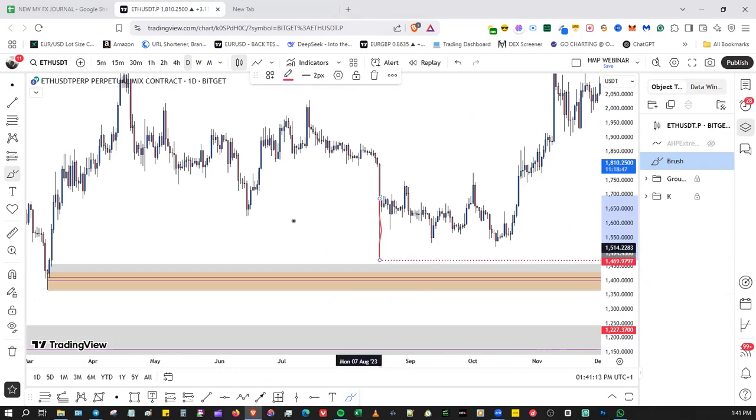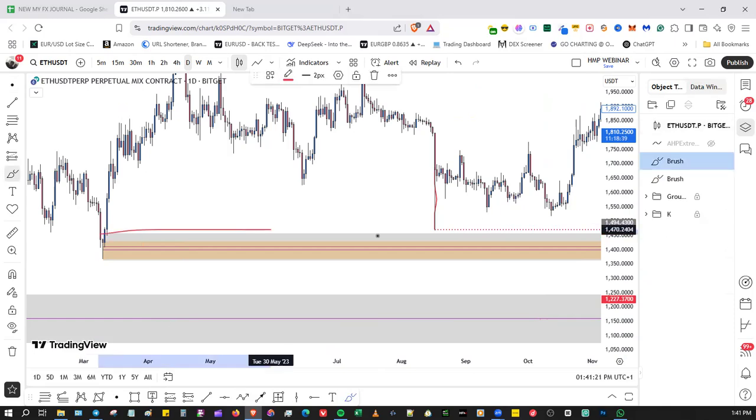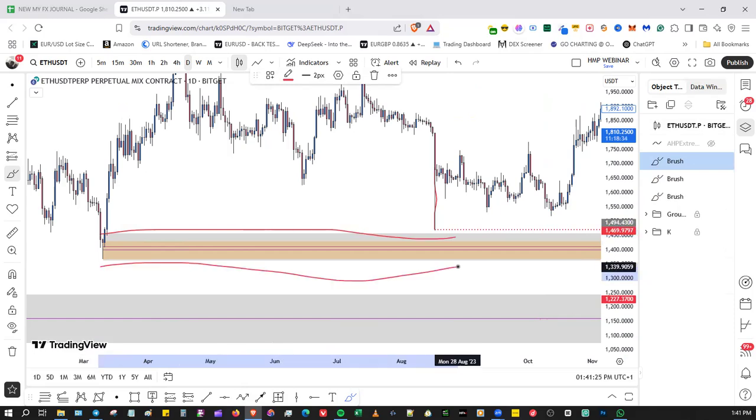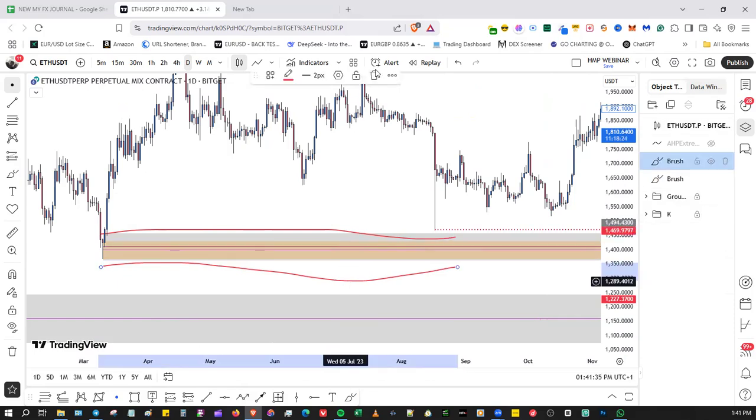Now, if you look at the left, you see that there is an order block here. This is an order block. So what price did was, price took out this liquidity. It was money that was lying down here. Price took out this liquidity, and then that was what validated this order block here.